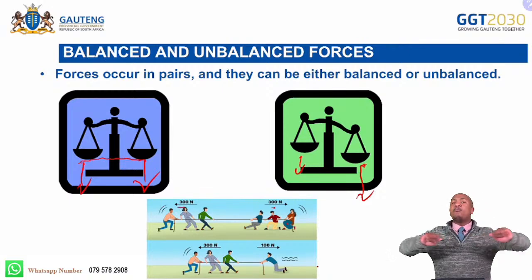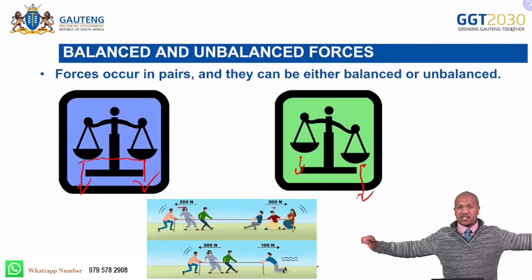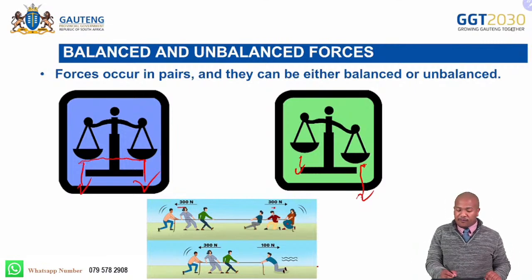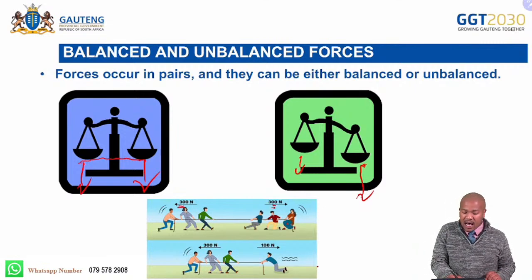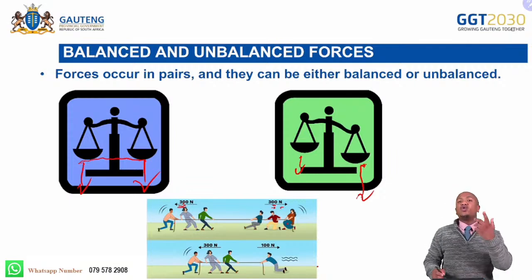So there is no movement between the two, right? There is no pulling on either side. It's just standing still. There is no movement because the forces on either side are the same. It is 300 newtons, 300 newtons.